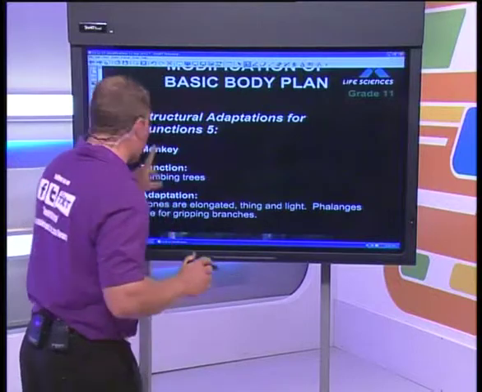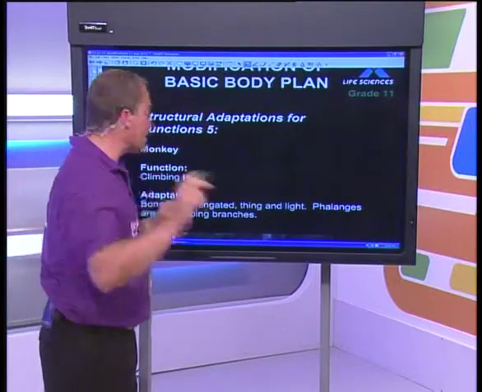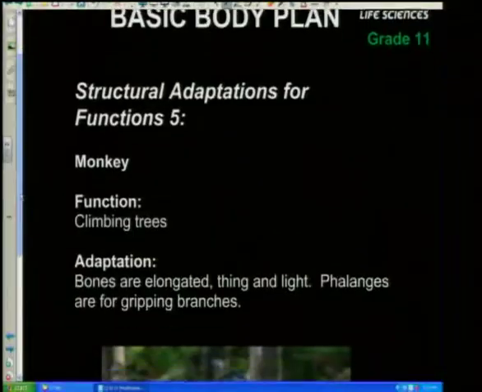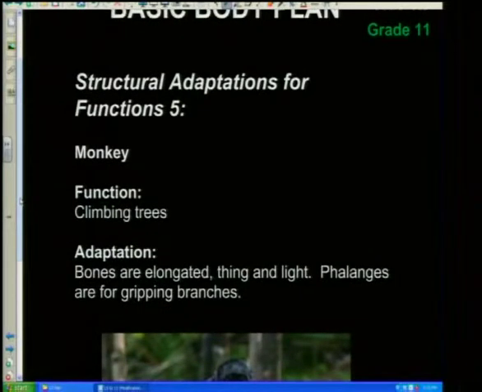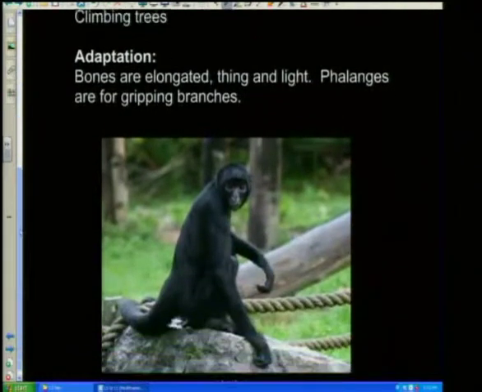So their thumb is opposite of everything else so they can grab. Let's have a look. For climbing trees, the most important thing is to climb trees. The bones are elongated, thin and light. Our phalanges, as it says, are for gripping branches. Now, let's have a look at these things, okay?